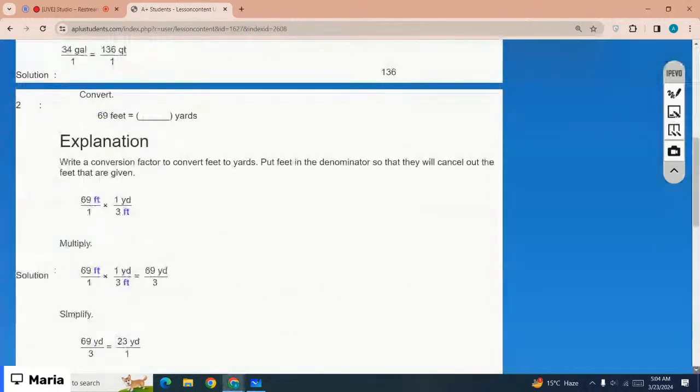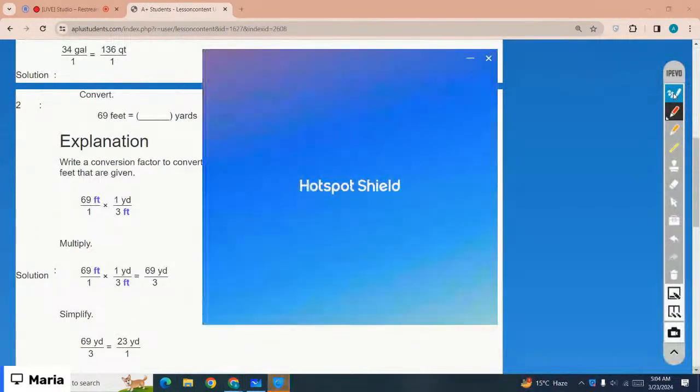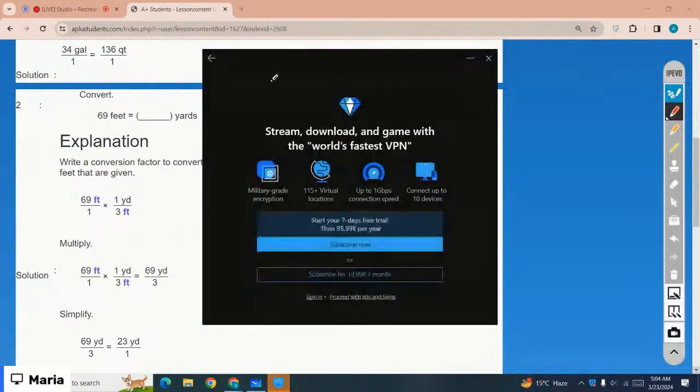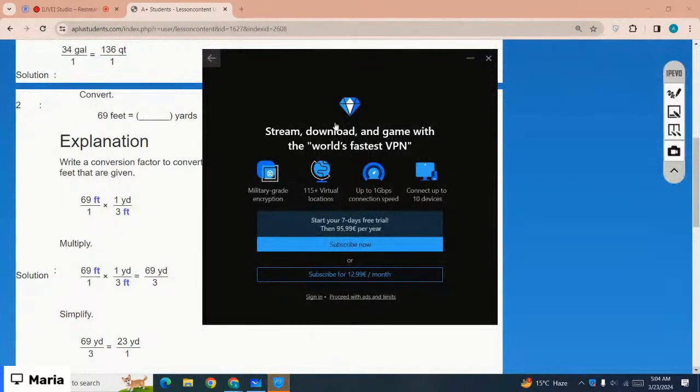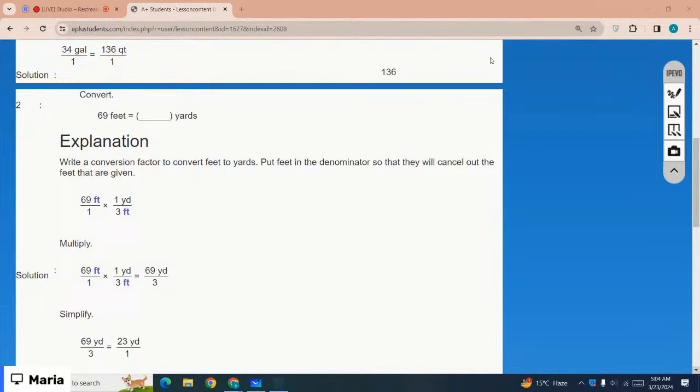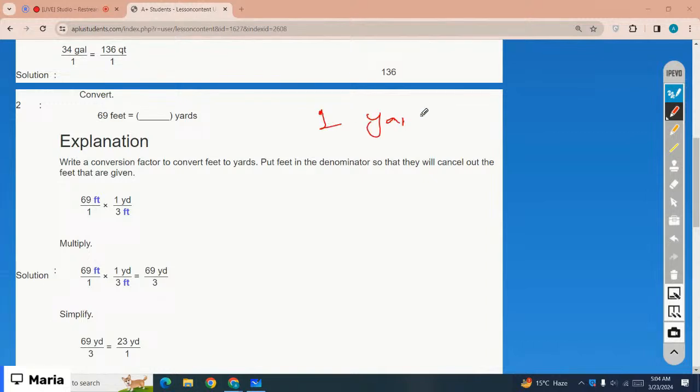Then you have to convert from feet to yards, right? 69 feet, and we know that in 1 yard we have 3 feet. Okay, 1 yard equals 3 feet. Just remember the basic conversion units. So you have to divide, you are given 69. Divide 69 feet by 3, right? So when you divide 69 by 3, that equals 23 yards. The correct option is 23 yards, right?